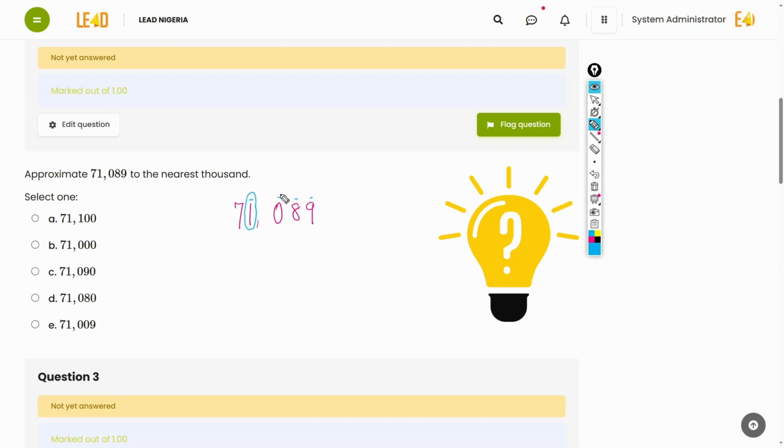What I do is I test the next digit. So I'm testing 0. 0 is a weak digit. Since 0 is a weak digit, all I do is I add 0. So if it's a weak digit, you add 0. If it's a strong digit you're testing, you add 1. So my answer is going to be 71, and then everything else changes to 0, 0, 0. So it's 71,000. That's option B.